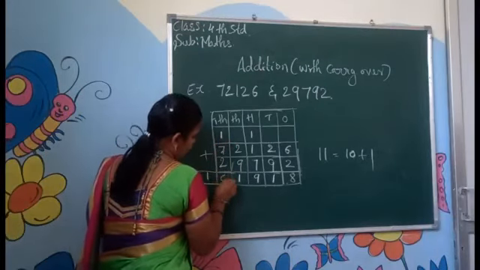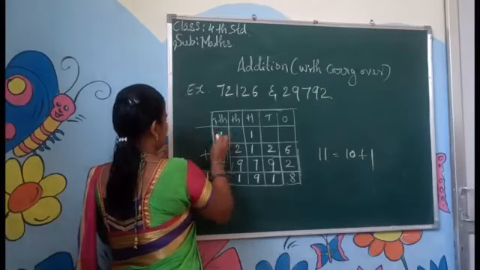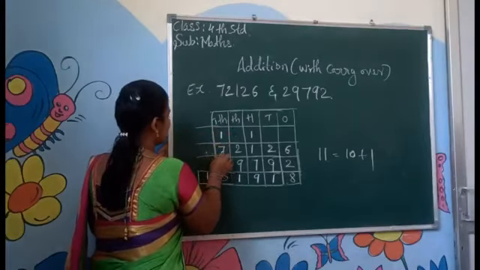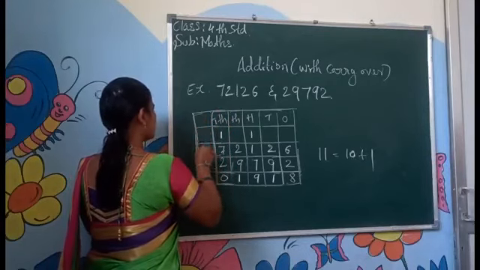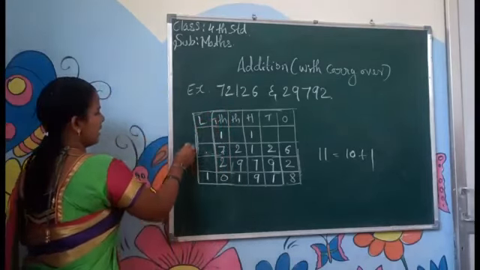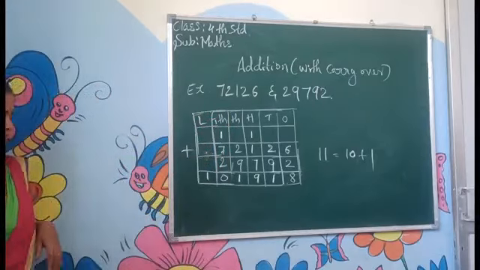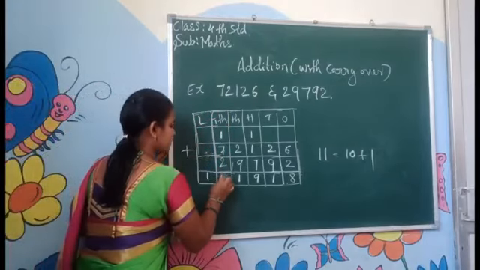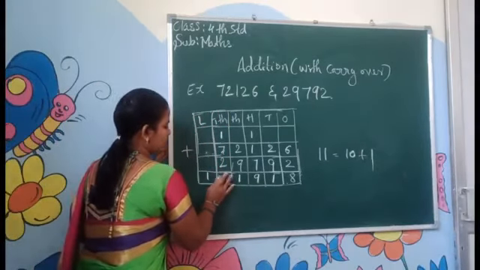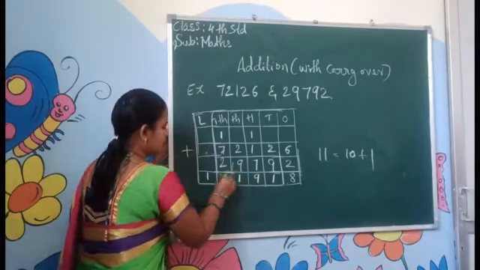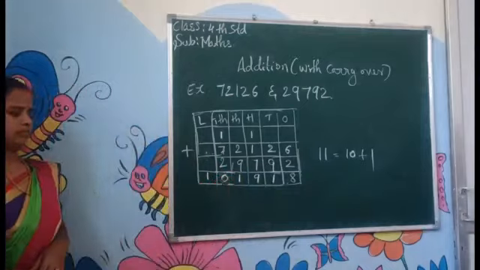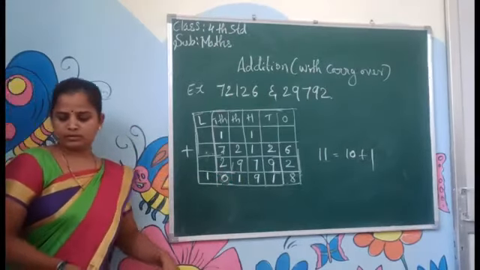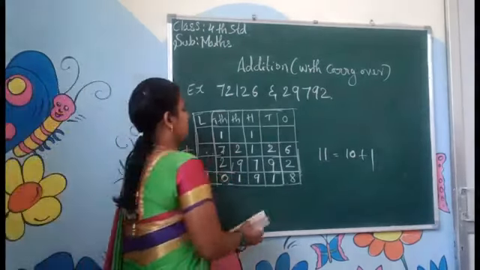We need one more place, that is lakh. Which place is it? Lakh. After 10,000, lakh. L means lakh. Don't write like this, okay? This is wrong. Here, we need one more place, that is lakhs. Make a copy. Take one more example.